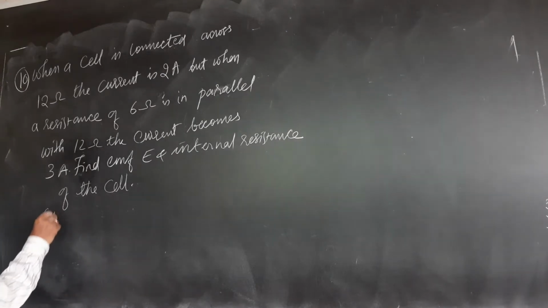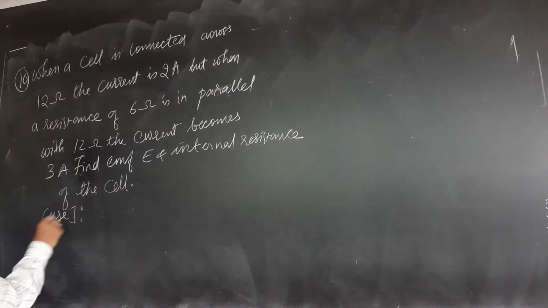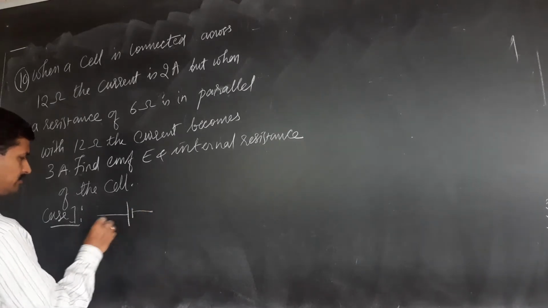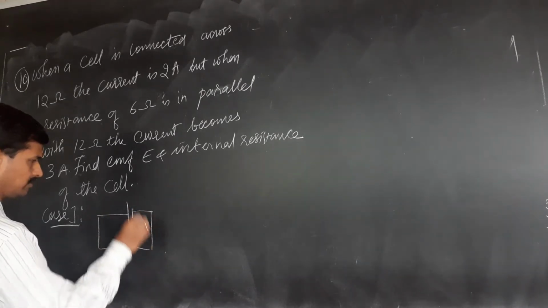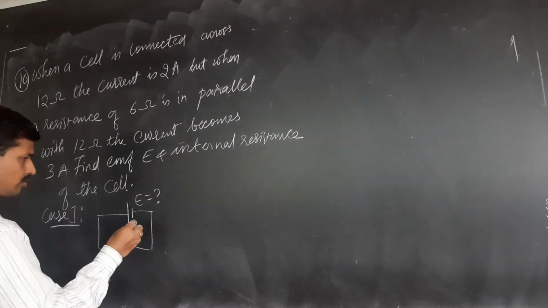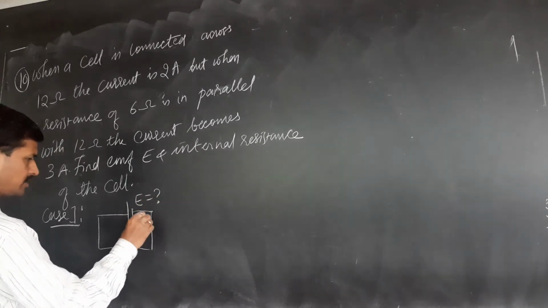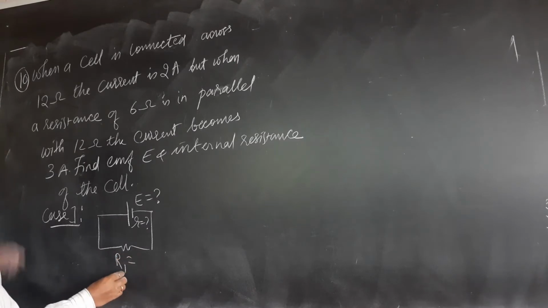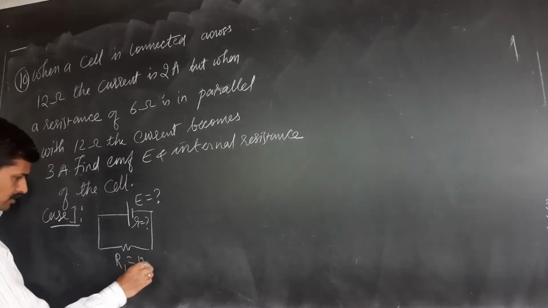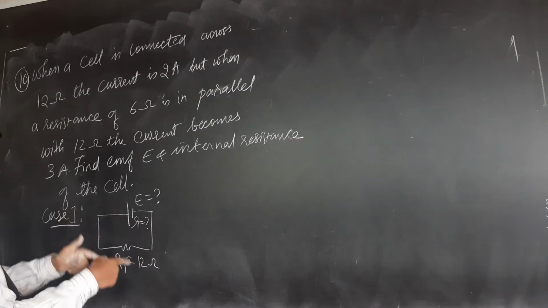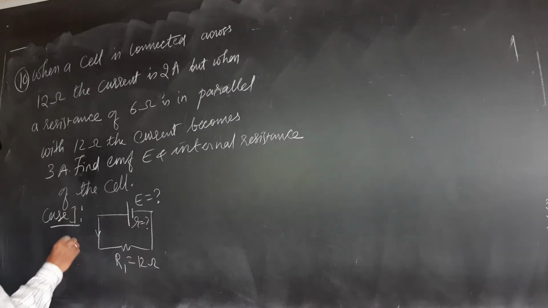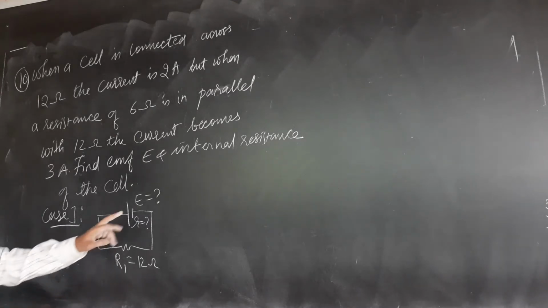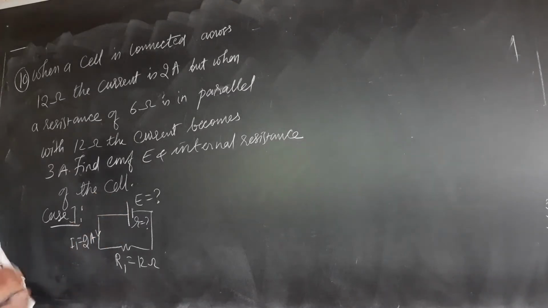Case number 1, when the cell alone is connected, EMF God knows, internal resistance also is not known. But when the external resistance is 12 ohm, if this cell is connected across 12 ohm, the current will become 2 ampere. With this picture, 2 ampere current is flowing.